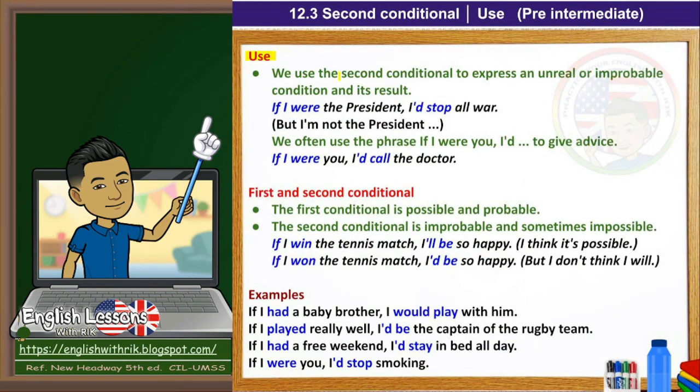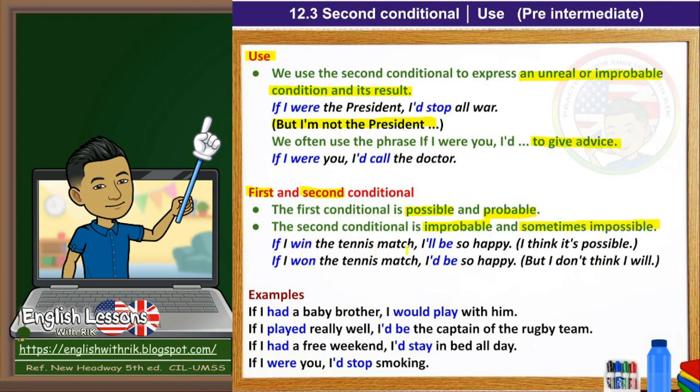Use. We use the second conditional to express an unreal or improbable condition and its result. If I were the president, I'd stop all war. We often use the phrase, if I were you, I'd, to give advice. If I were you, I'd call the doctor. First and second conditional. The first conditional is possible and probable. The second conditional is improbable and sometimes impossible.